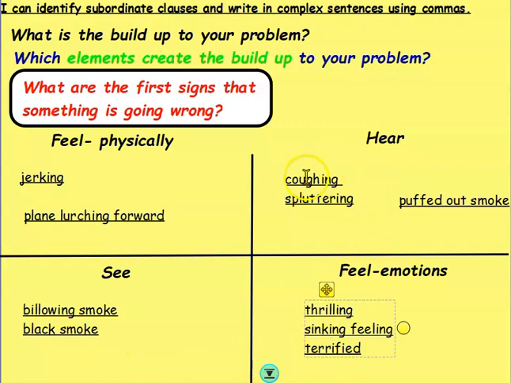So have a little think. You might want to do this on a piece of paper. You might want to pause the video now. Look at your plan and see what your problem is. And think about, before the person knows exactly what the problem is, what can they physically feel? Okay. What can they hear? What can they see? What emotions do they feel at each stage? And then you might be able to use these in your writing. So pause the video and have a little look at writing these down.